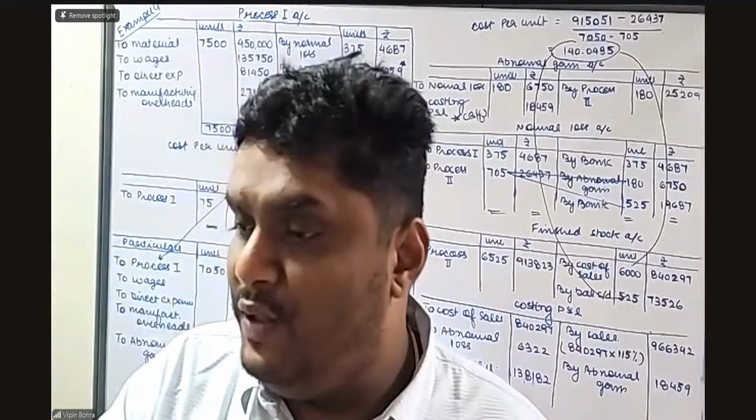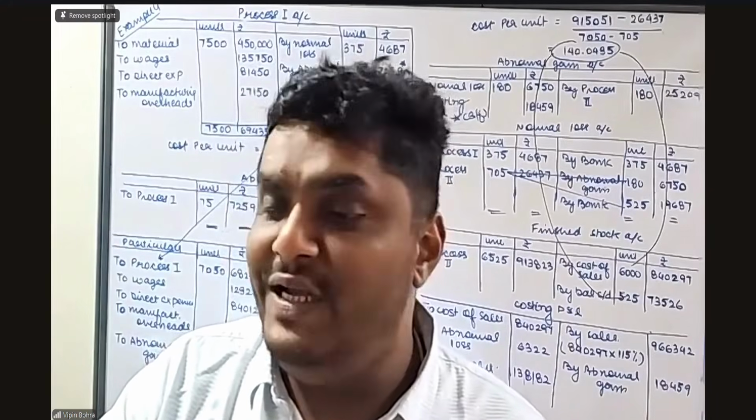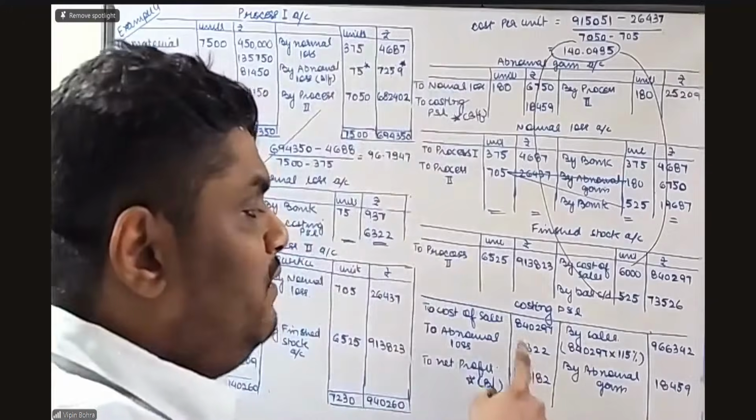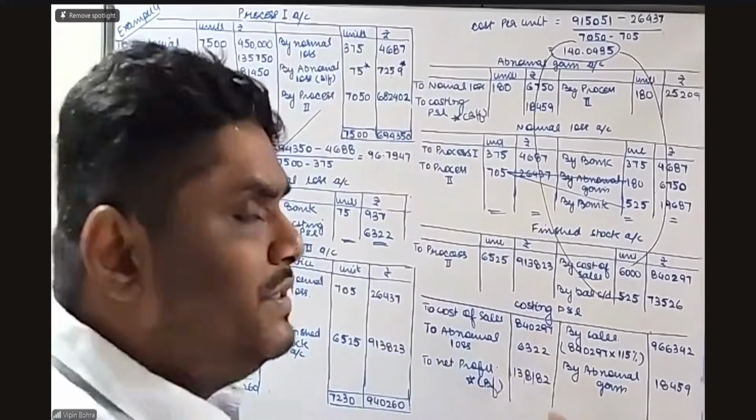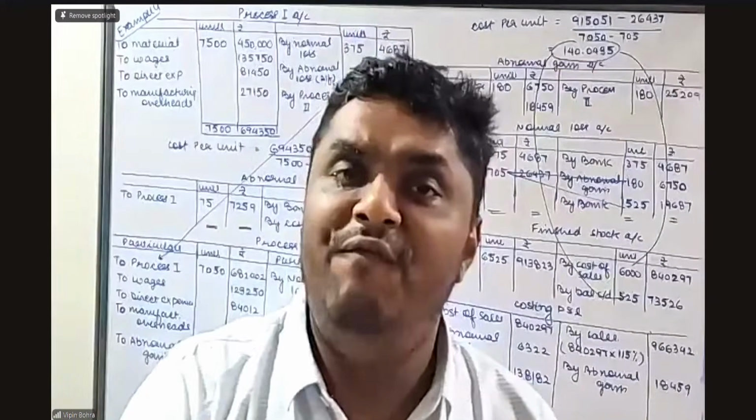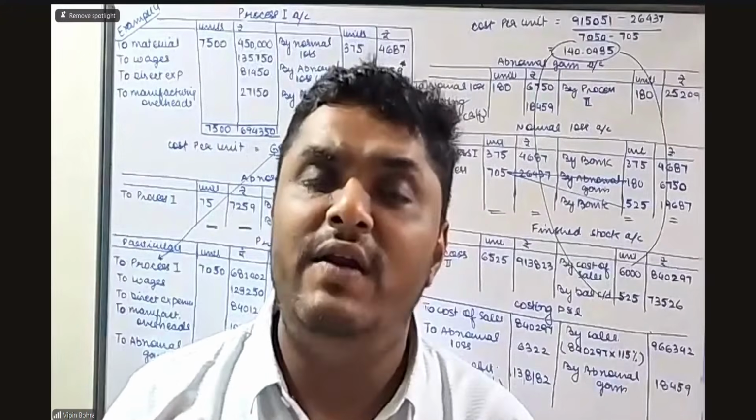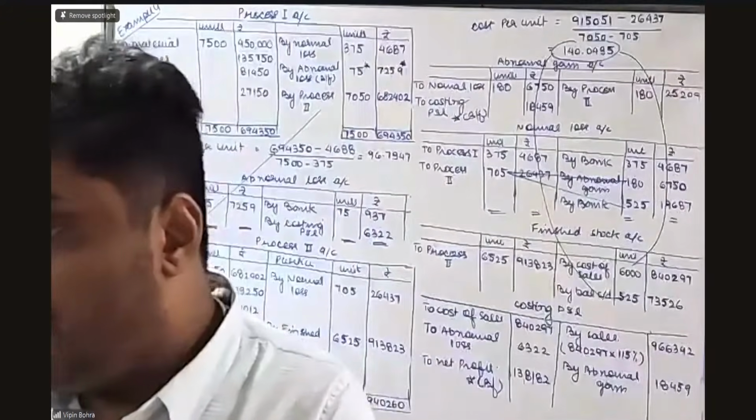Aishwarya, see, the profit on cost is 15%. Profit is 15% on cost. So my cost is 840297. So if we add 15%, we will get this figure. So straight away I have written 115%.